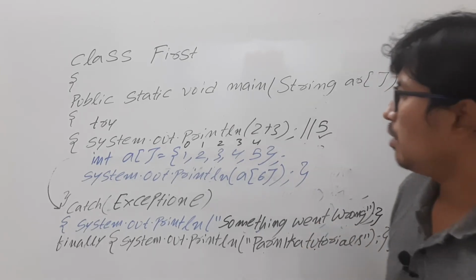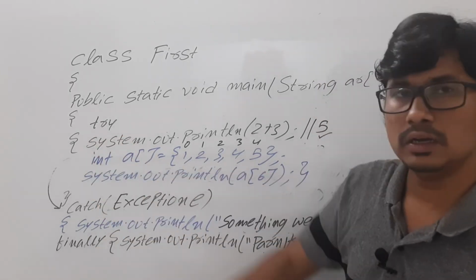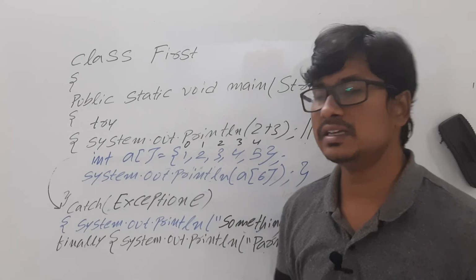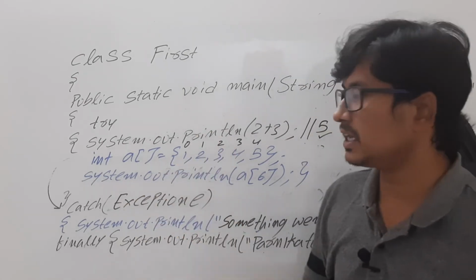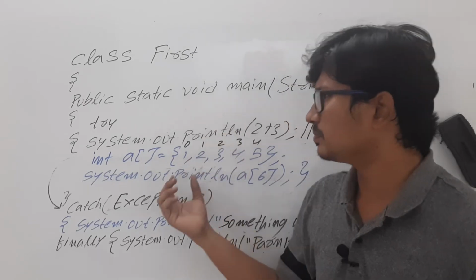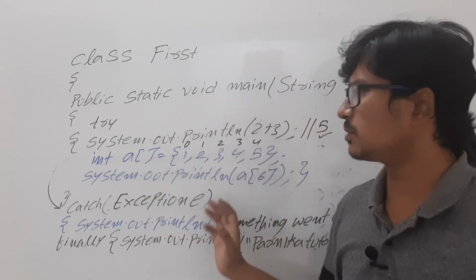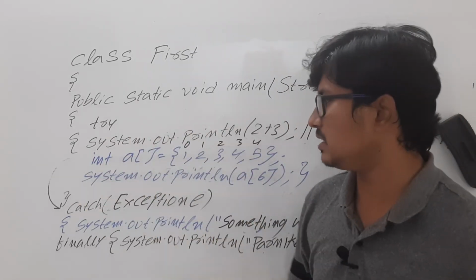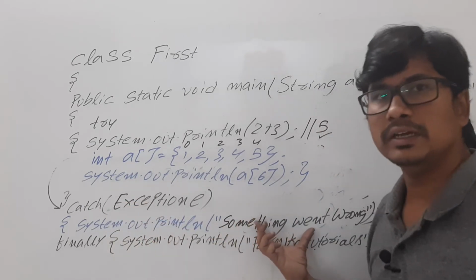So whether in the try block an arithmetic exception has been raised, or a null pointer exception, or an index out of bounds exception, any exception that has been raised, then this statement will be executed.